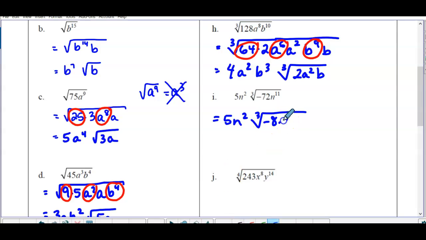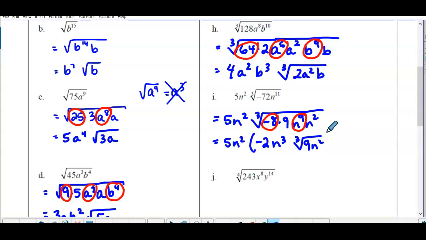Negative 8 times 9 is 72. Negative 8 is a perfect cube. And then n to the 11. 11 is not a multiple of 3. The next lower is 9. So split that up into its factors. And then perfect cube, perfect cube. So 5n squared. Then negative 2n cubed times the cubed root of 9n squared. And then simplify that. Negative 10n to the 5th.